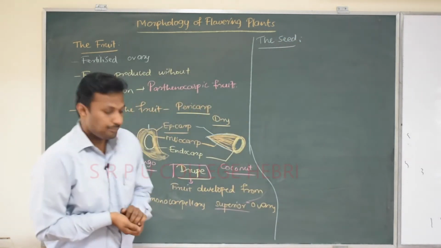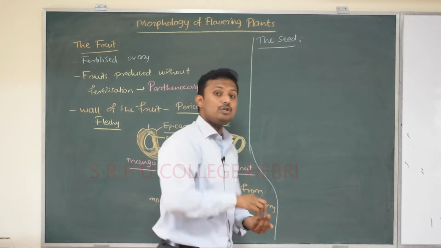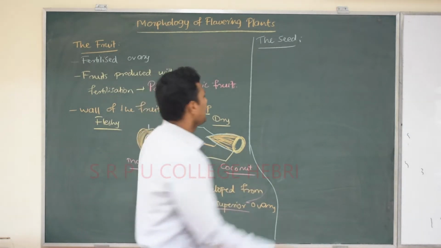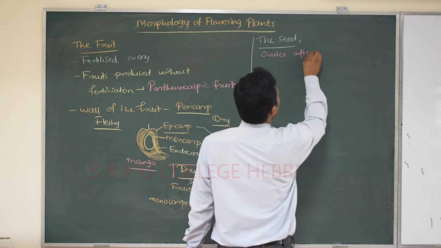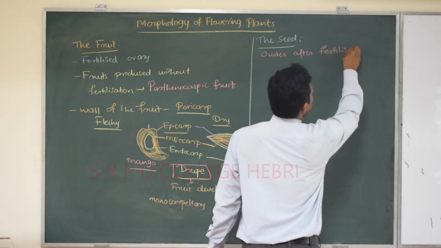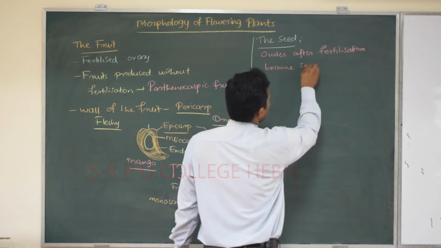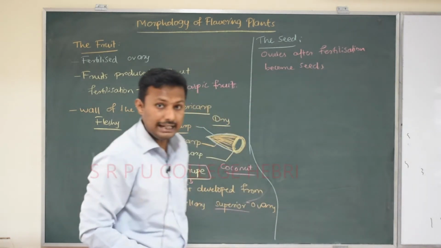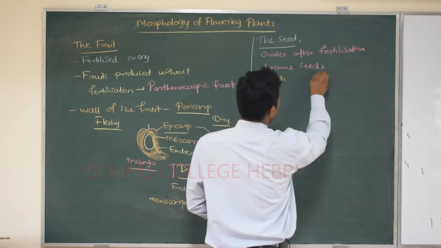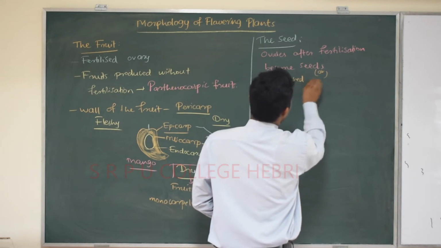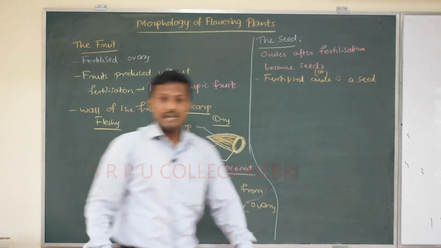Seed. See, you already know what is a seed, right? Technically, the seed is what? The fertilized ovules are nothing but seeds, right? So, ovules after fertilization become seeds. That means technically a fertilized ovule, you can write, a fertilized ovule is called a seed.